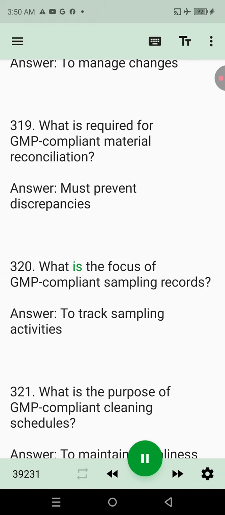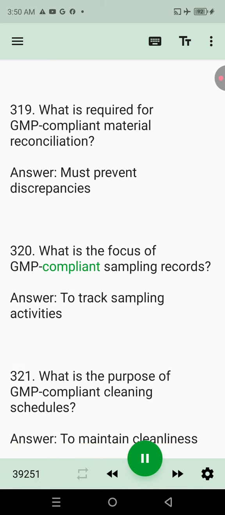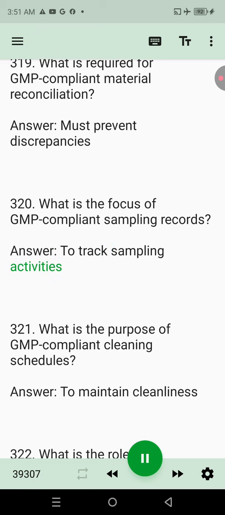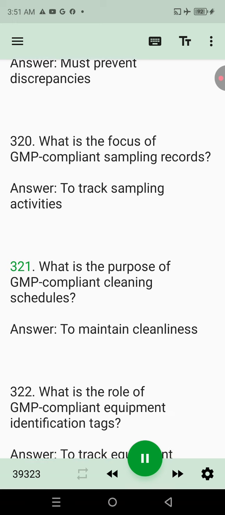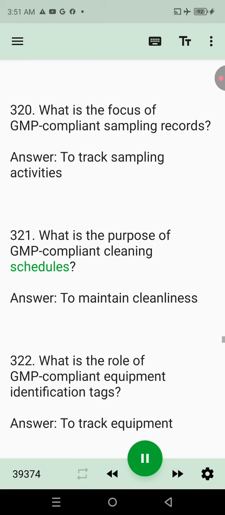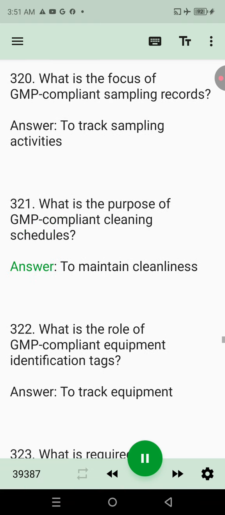320. What is the focus of GMP-compliant sampling records? Answer: to track sampling activities. 321. What is the purpose of GMP-compliant cleaning schedules? Answer: to maintain cleanliness.